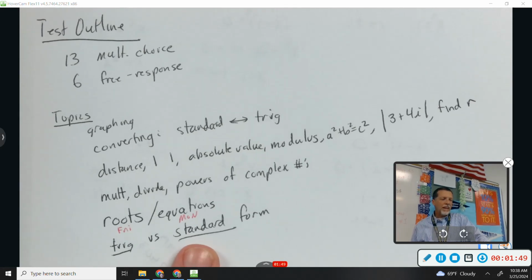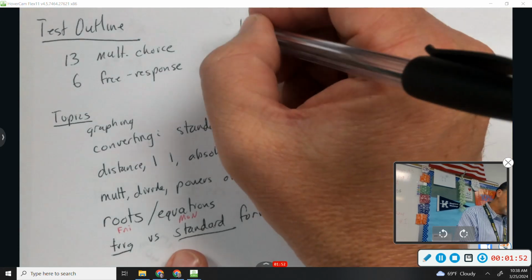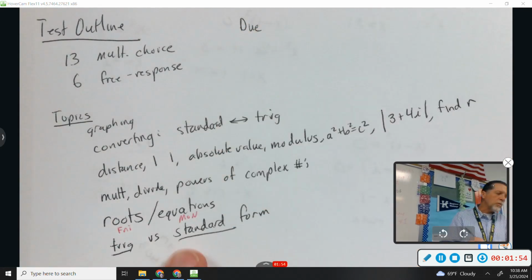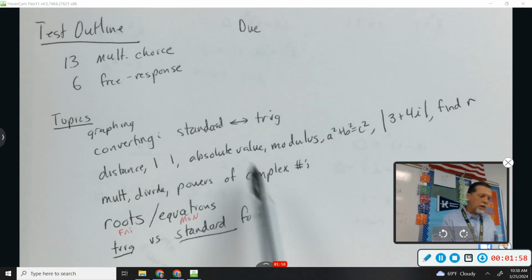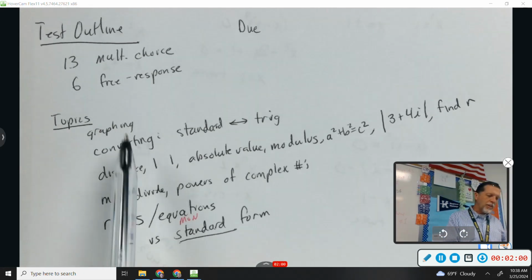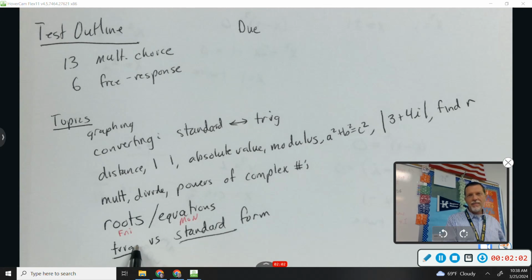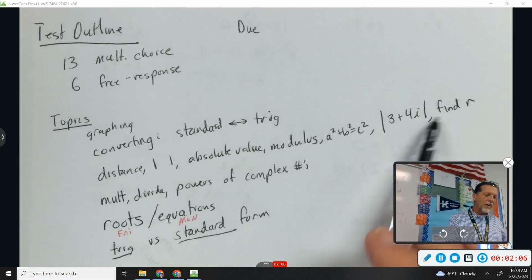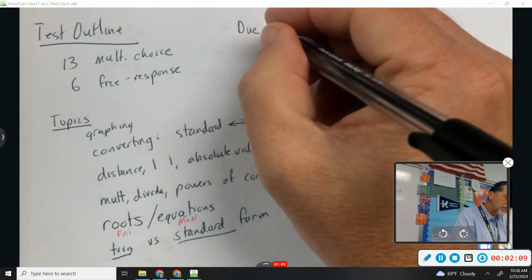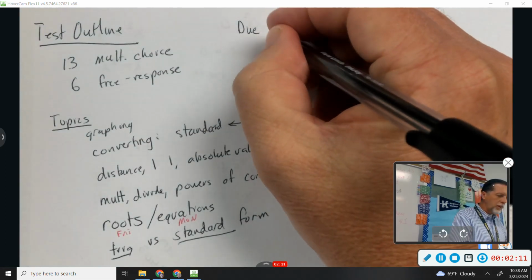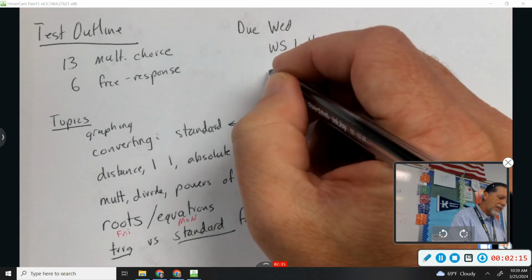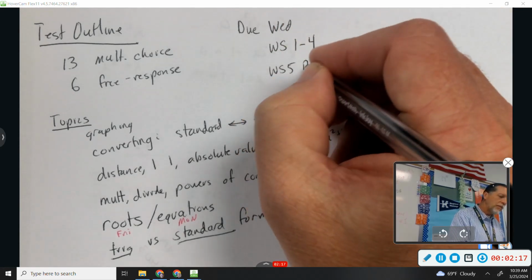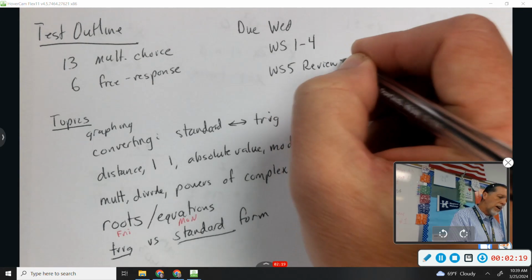I feel like most of this, or this unit more than most, is repetitive and builds. The very first stuff we did was graphing and converting, and we've kept doing that because the problems demanded that we keep doing that. We keep having to find r. So because it builds and builds, I'm going to say that due on Wednesday are worksheets 1 through 5, meaning worksheet 5, the review, is optional.